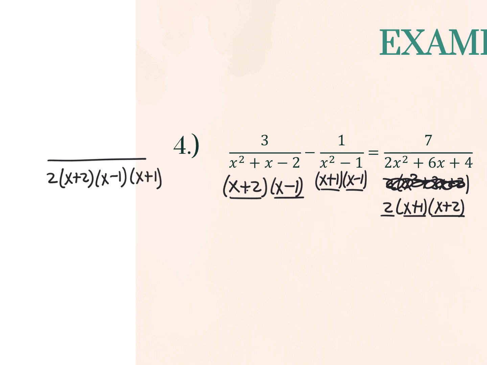All right, so now let's go one by one, and let's see what's missing from each denominator. So looking at this first fraction right here, it has the x plus 2 and the x minus 1.